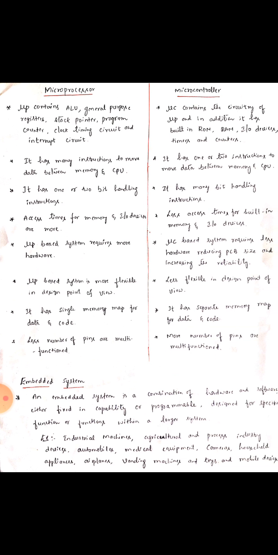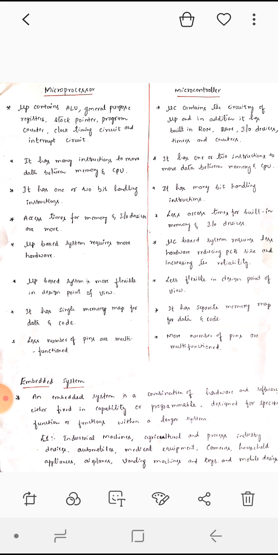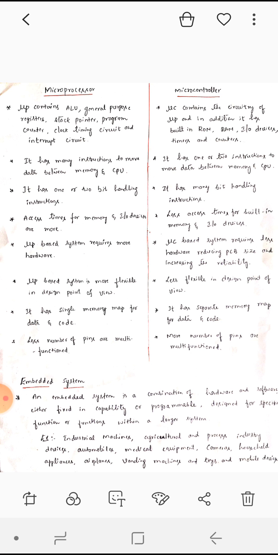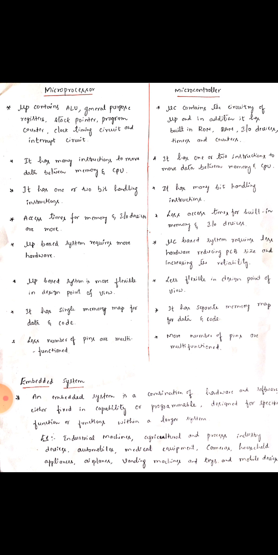So that is what we have written here in the table, microprocessor and microcontroller. With respect to the instruction set, we have many instructions in microprocessors for moving data between the memory and CPU, whereas we encounter very few instructions for that in a microcontroller. When we give data as input, it can range from bit, byte or word.